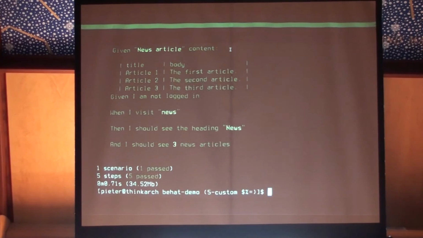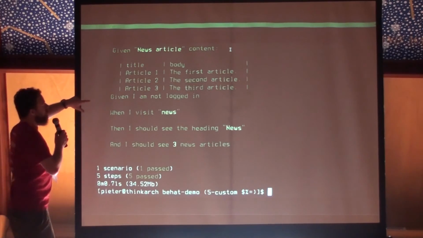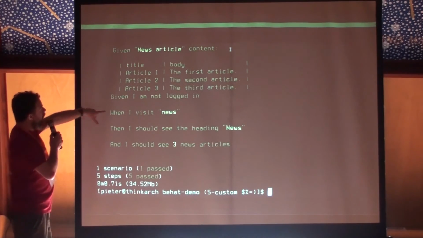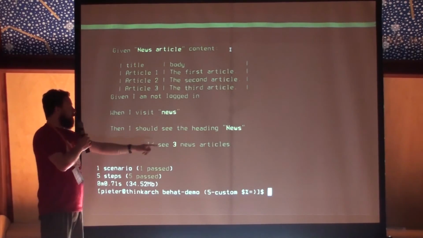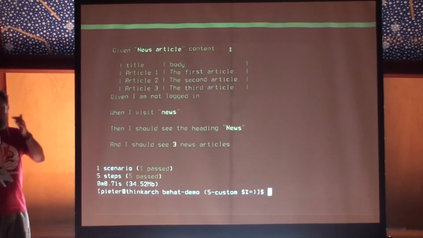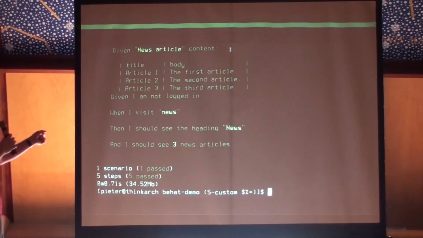Okay, so I've run my test, and it says given I have news article content, 3 articles, I'm not logged in. When I visit news, then I should see the heading news, and I should see 3 news articles. So it works. If I would change my test to say 4 or something, then it should fail, of course. Otherwise, we did it wrong. So let's try that.